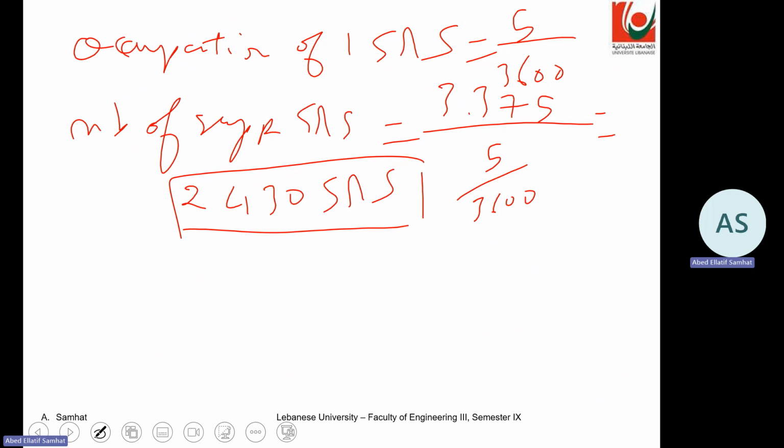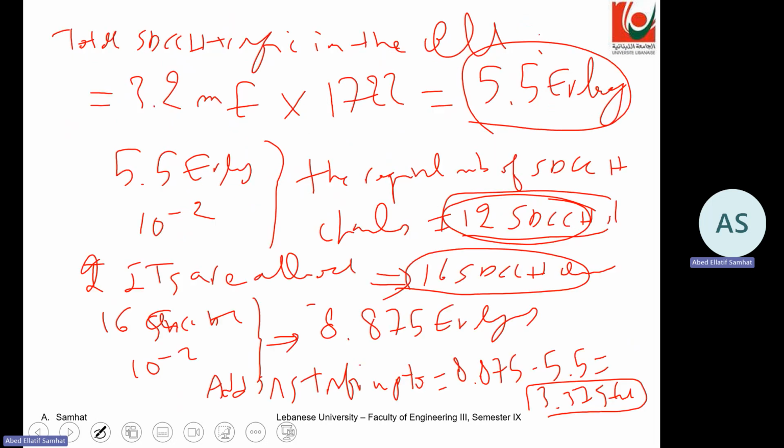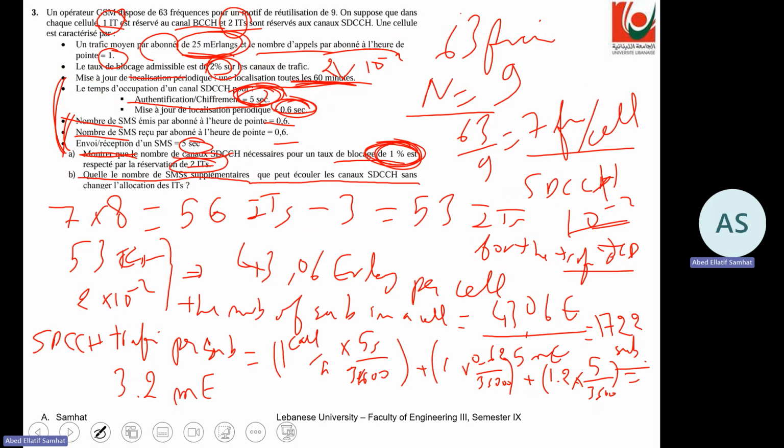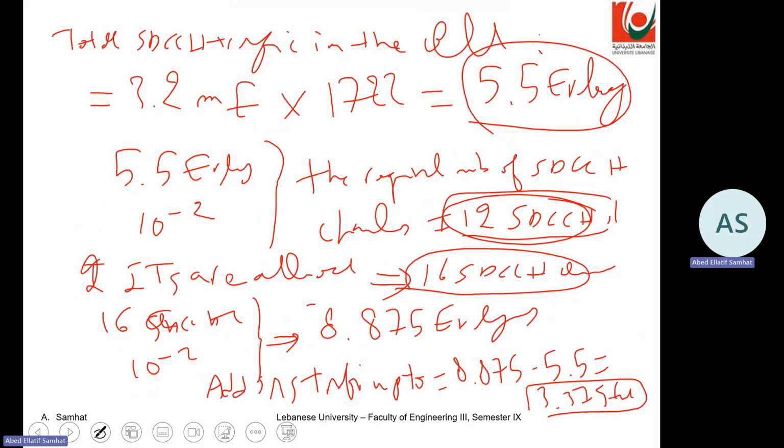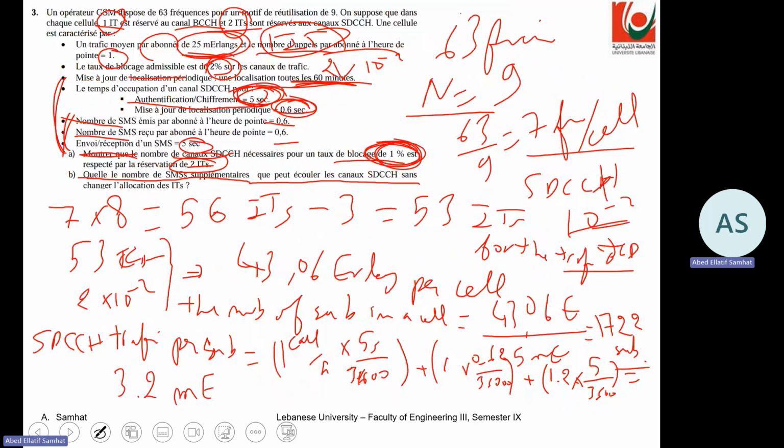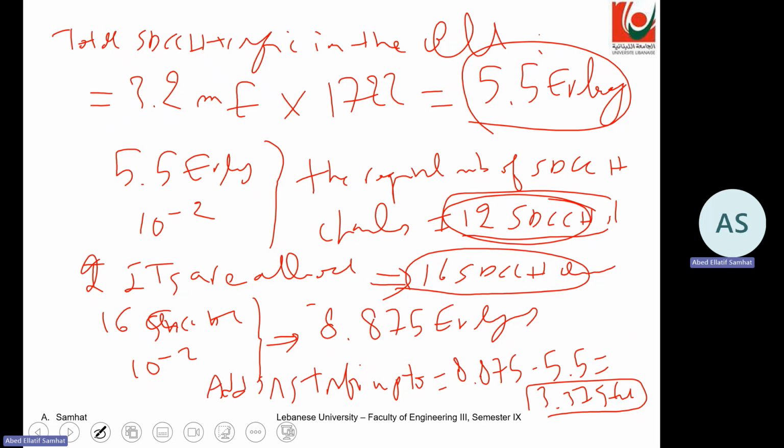I hope it was clear for you how to make the dimension. For example, in this exercise, let's say the allocated SDCCH channel was 1 IT. In this case, 1 IT is not enough, okay? If you want to make the exercise with 1 IT, you will find that you need traffic for more than 8 SDCCH channels.